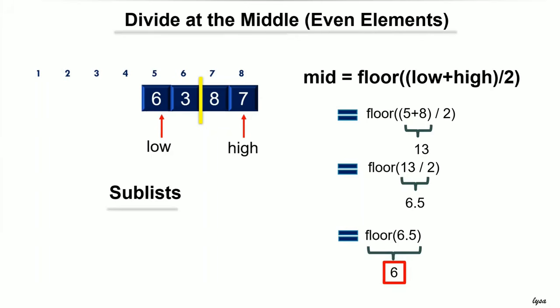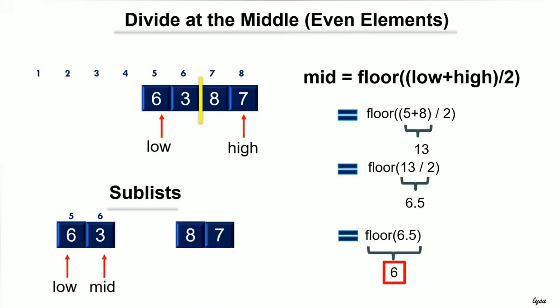Now the sublists are from low to mid, which is from 5 to 6. I have the first sublist, and the second sublist is from mid plus 1 to high. Mid is 6, so mid plus 1 is 7 and high is 8. The sublists are 5 to 6 forms one sublist in the left side and 7 and 8 form another sublist in the right side. We have seen how to divide the elements when there are an even number of elements.